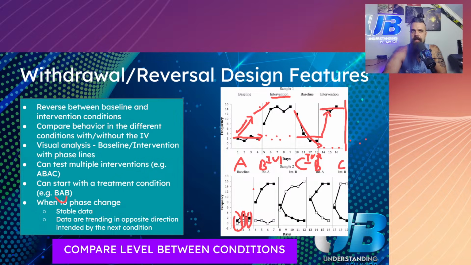This is another good indicator of a withdrawal design versus an alternating treatments design, and we'll look at that difference in a few moments. If there are multiple data paths, are the data points aligning on the same session or on different sessions? That's really important to keep track of. If we see that two are on the same session, then these are probably two different dependent variables or two different behaviors.